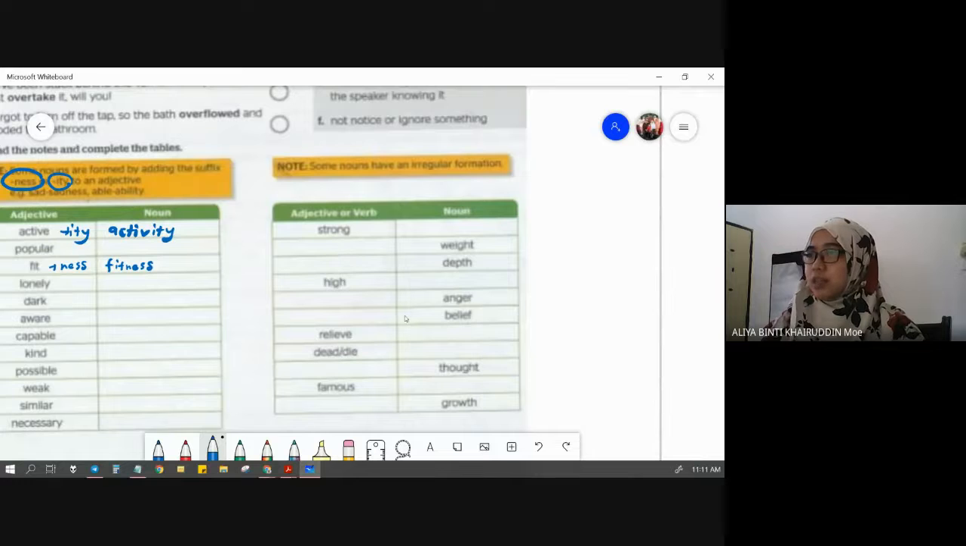And then for here, this one is irregular, right? So there is no pattern. This one has a pattern, right? Put ITY or NESS. This one has no pattern, so you need to change this into a noun. So how do you change strong to a noun? Strong becomes strength.